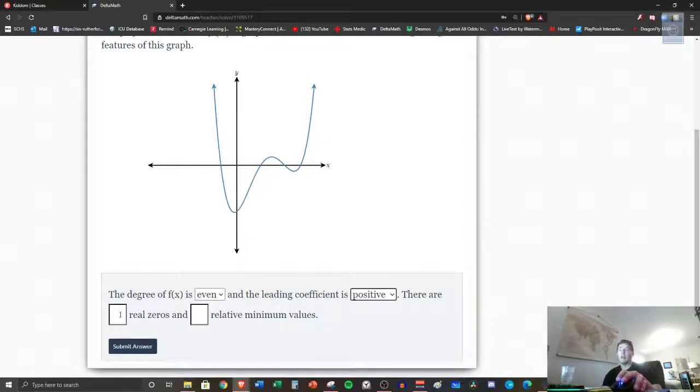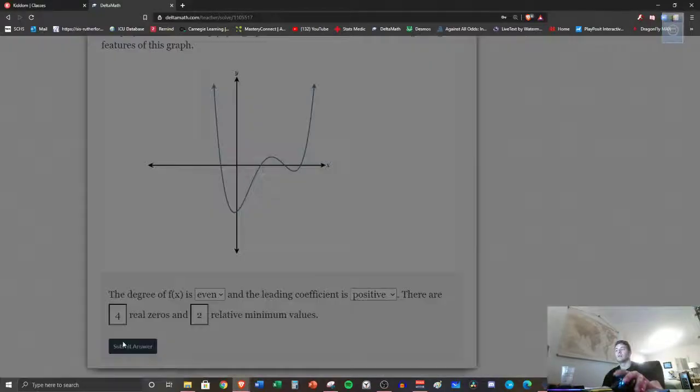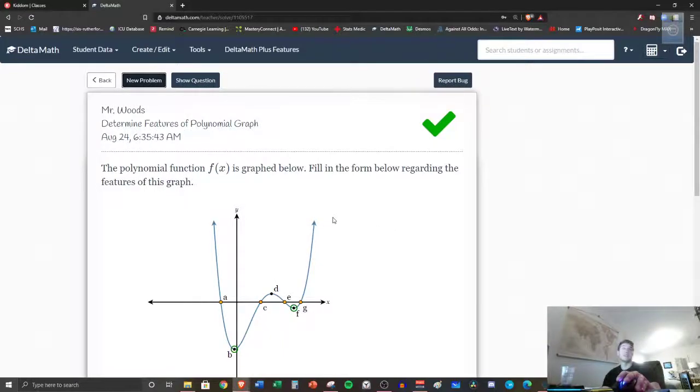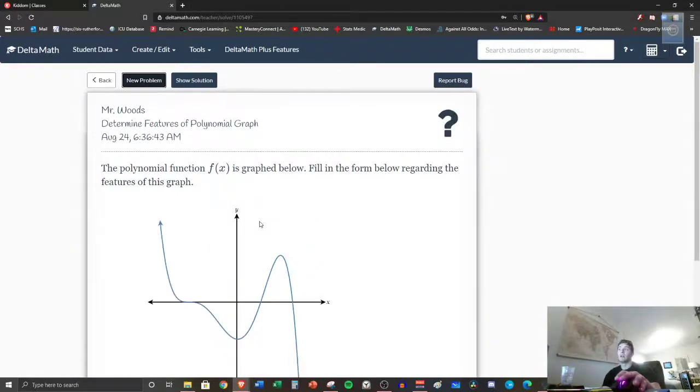All right, how many zeros are there? So you should have said 1, 2, 3, 4 for that. How many relative minimums are there? On that one, you should have said 2. Let's do one more.